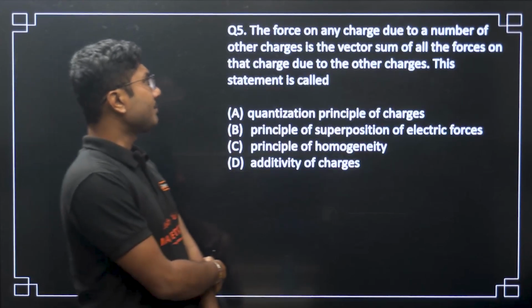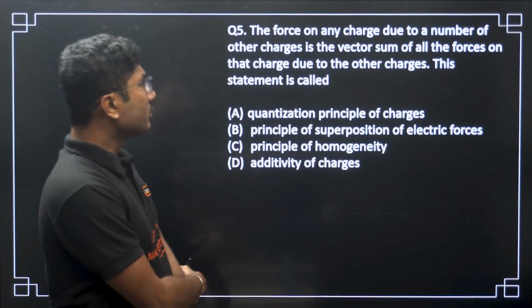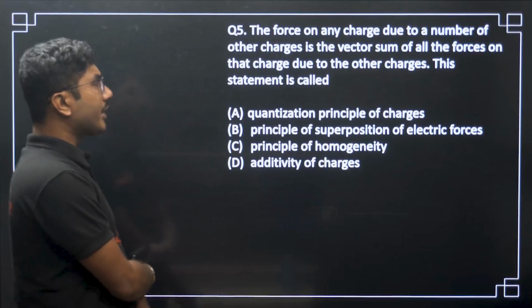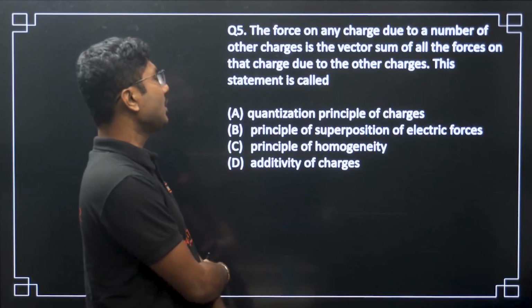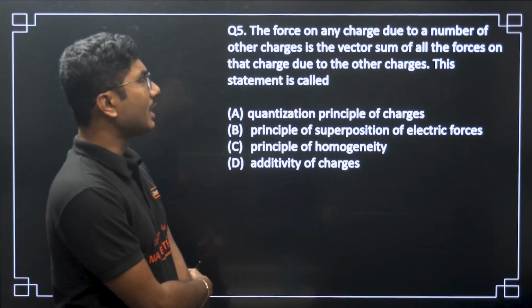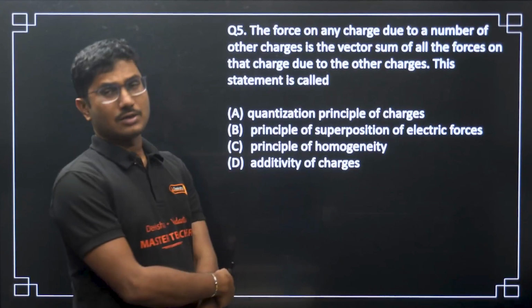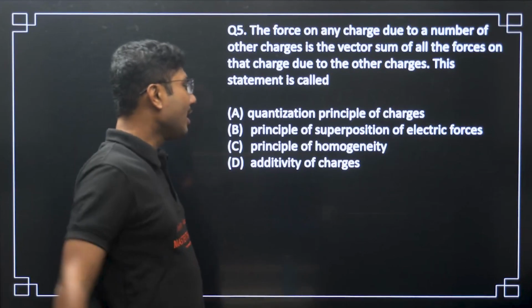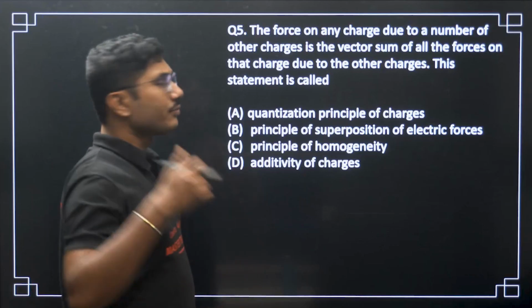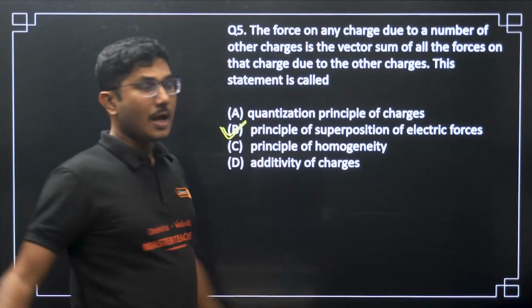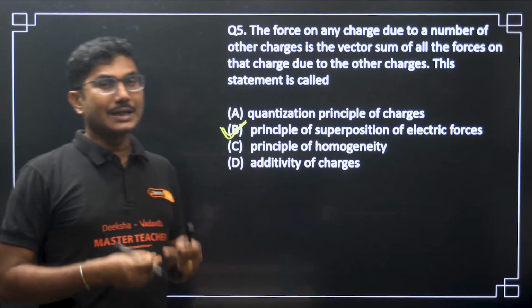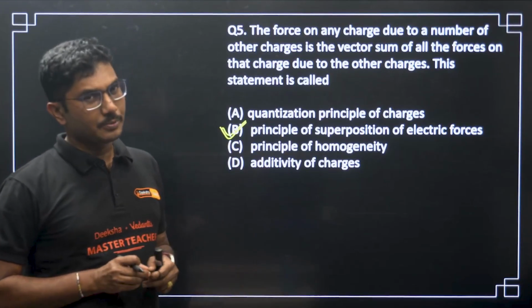Now question number 5, the force on any charge due to a number of other charges is the vector sum of all the forces on that charge due to the other charges. This statement is called the principle of superposition of electric forces. Principle of superposition. Multiple charges, right? Multiple charges means principle of superposition.